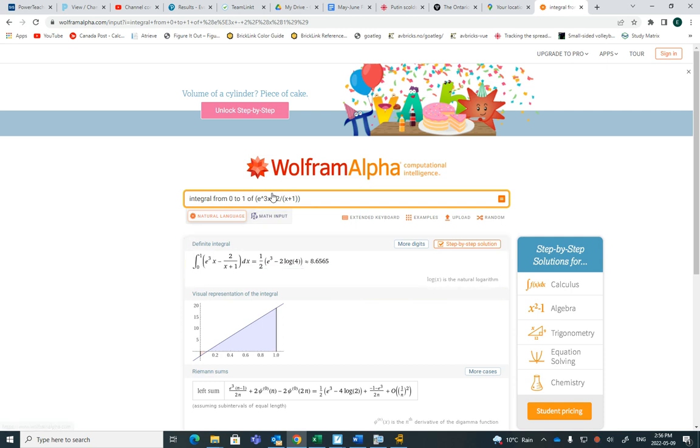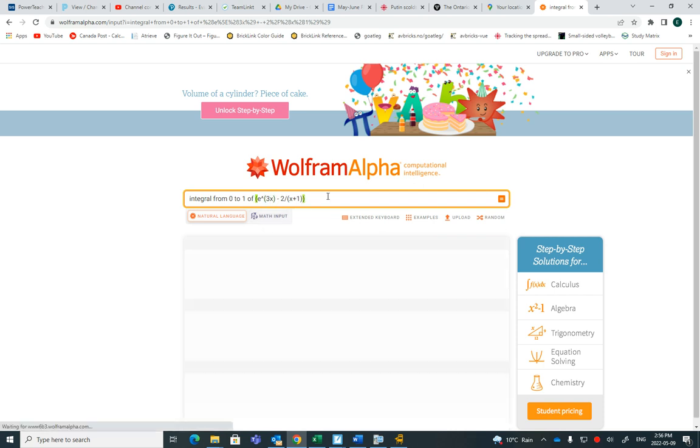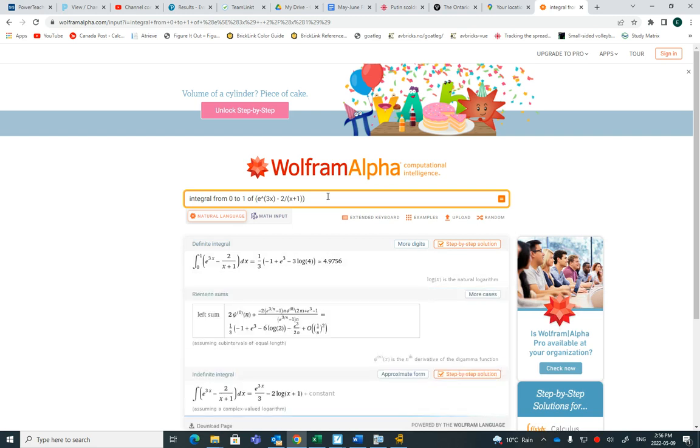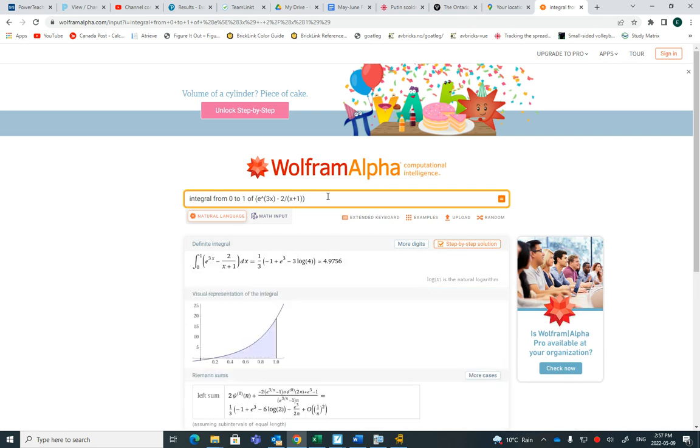Oh, I needed brackets here, so you're right. Let's close that up and try it again. There it is. It calculates it for you, gives you the right value. It draws the graph to show you the area under the curve.